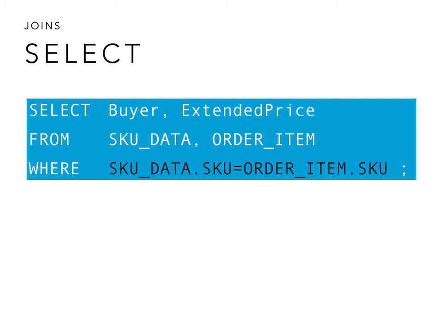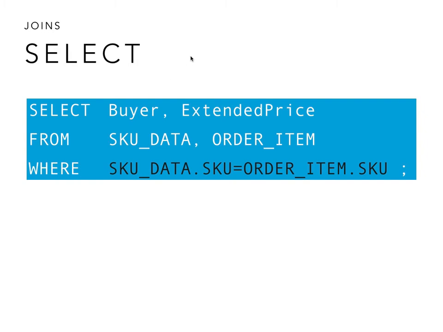How do you join tables together? Basically, we want to connect two rows from different tables that have a connection into one long, wide row. This is a way of connecting data back together that is related through a primary key, foreign key relationship. So in this case, we're saying select buyer and extended price from SKU data and order item.